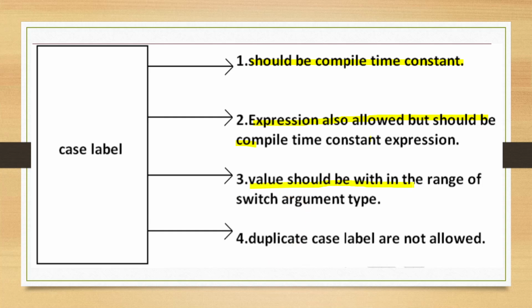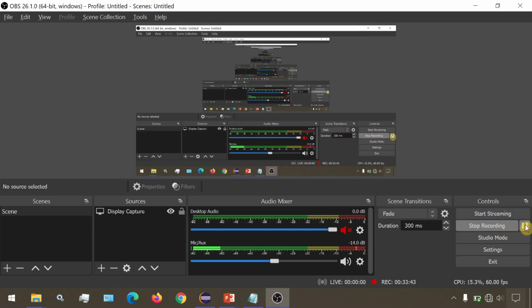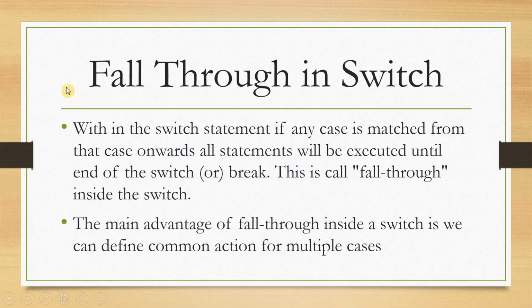Then the value should be within the range of the switch argument type. So we saw this. Then duplicate case labels are not allowed. Now, fall through in switch.